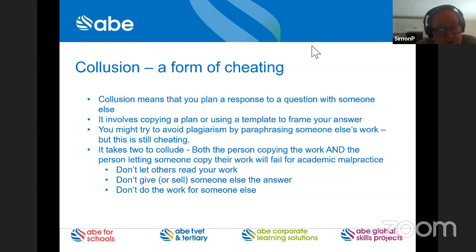So don't let others read your work. Don't give, and particularly don't sell someone your answer if you've already done it and got a high score, and don't do the work for somebody else. Next slide.